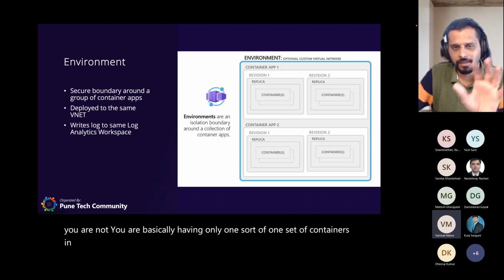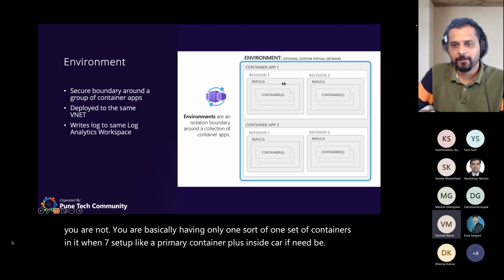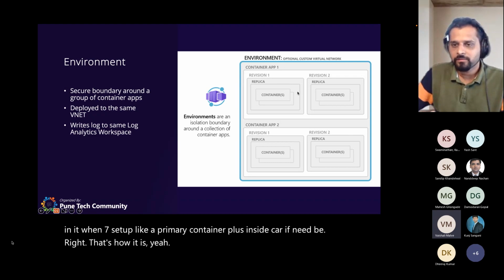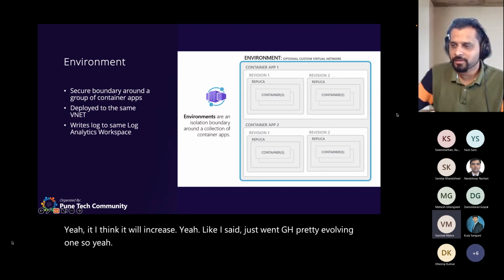When I say one set, like a primary container plus its sidecar if need be. That's how it is. Yeah, maybe 20 is too less, but hopefully that limit will change in the future. It will increase. Like I said, it's a pretty evolving one. So yeah. Got it. Thanks. Okay, no worries.